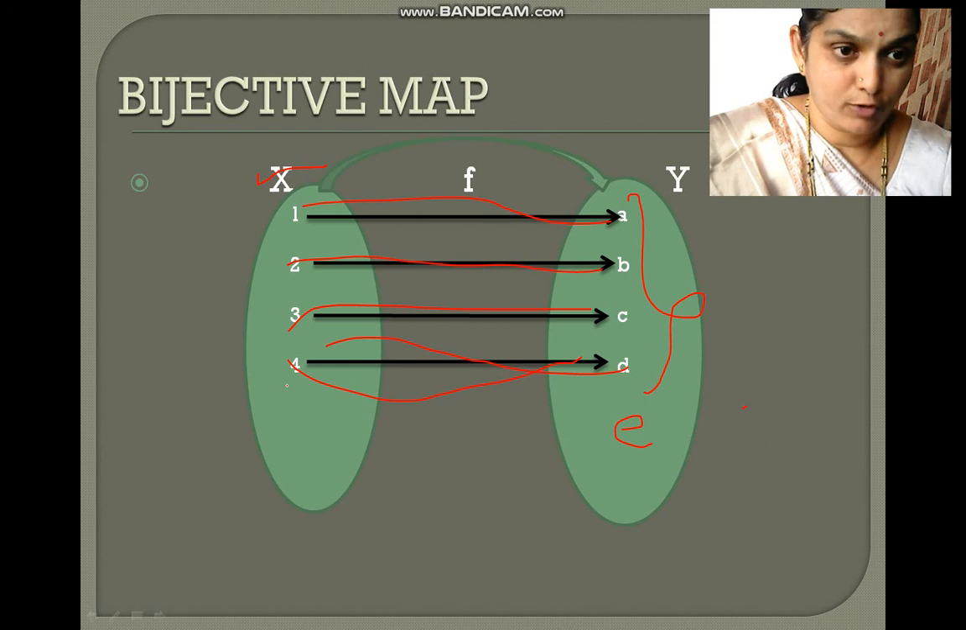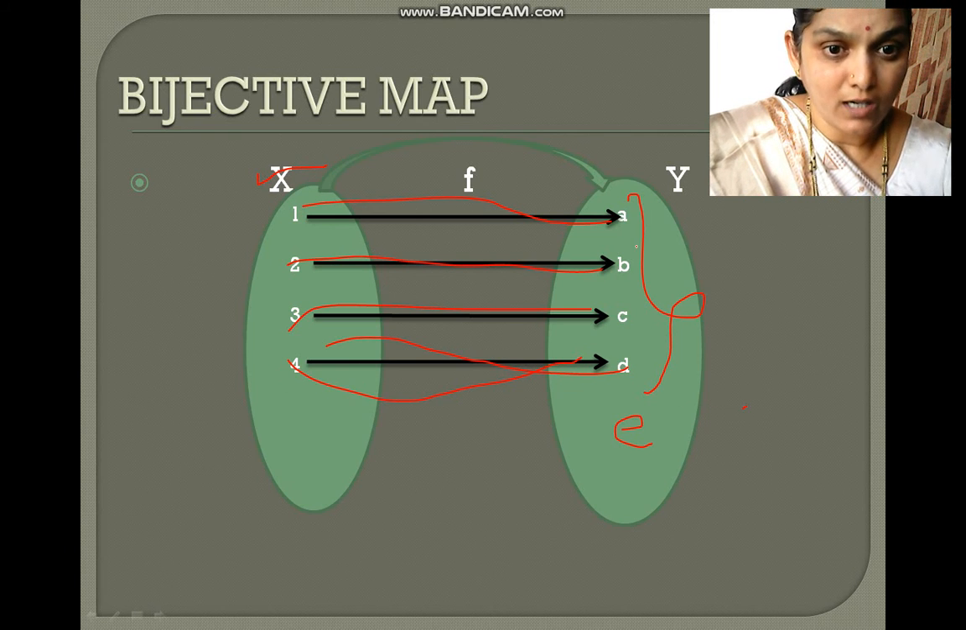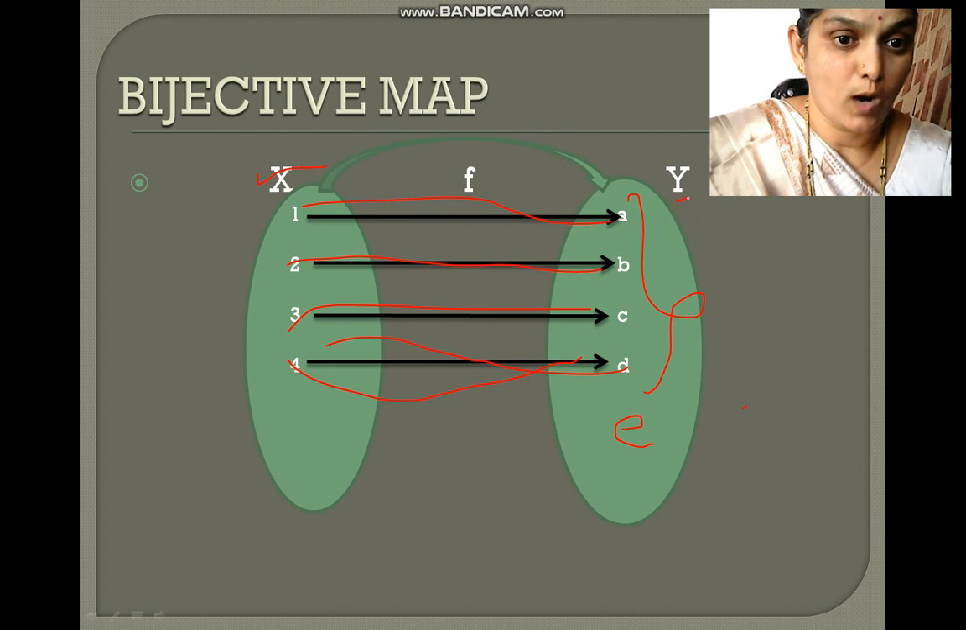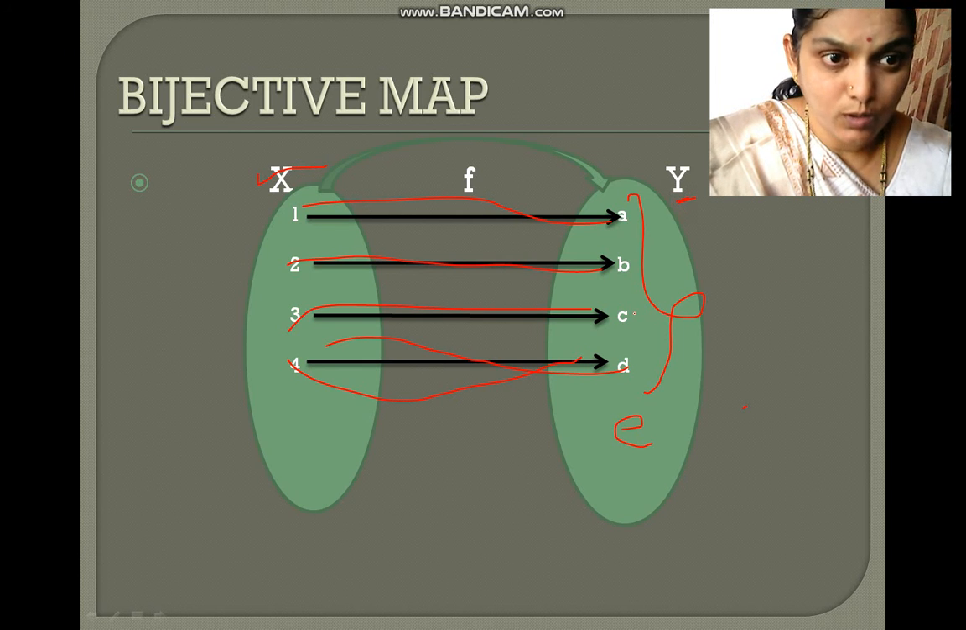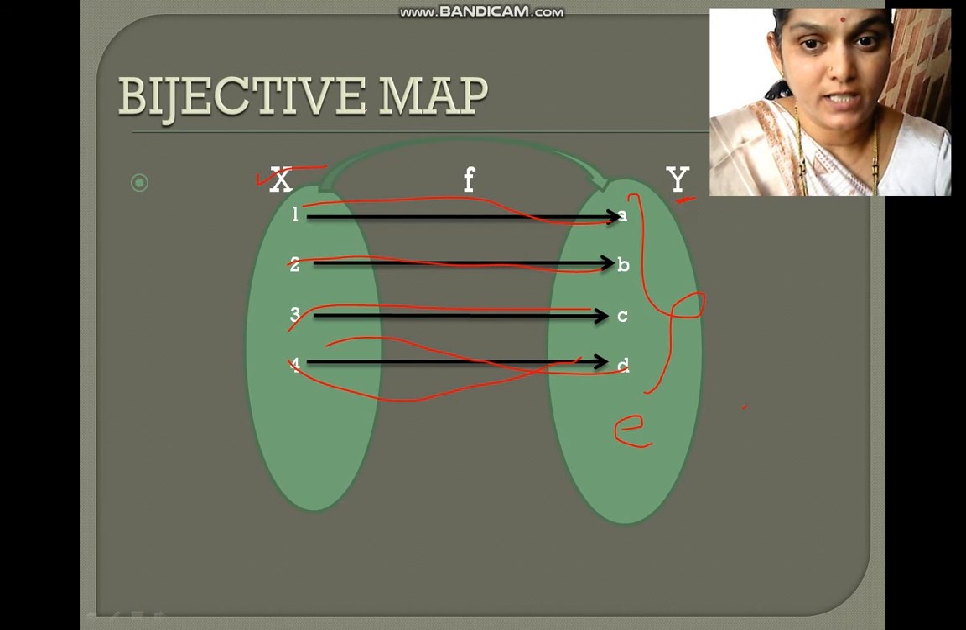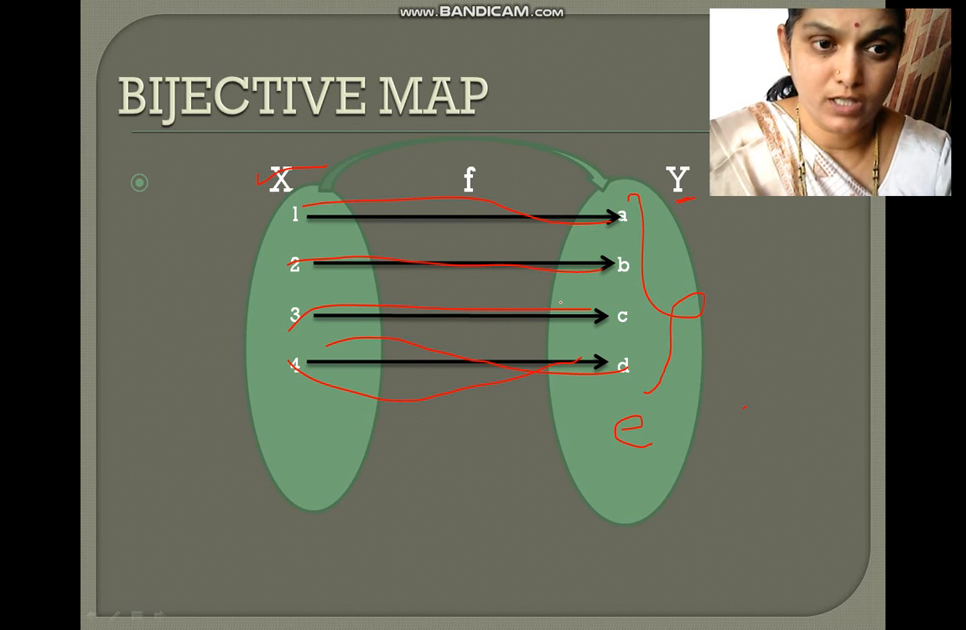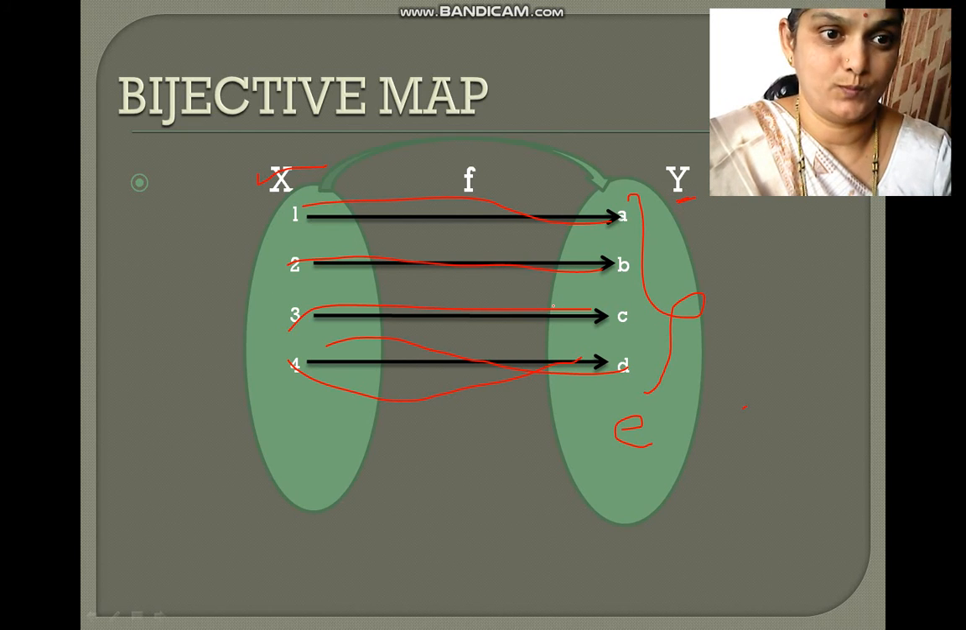Now, may I check for onto? I have considered A, B, C, D and E as the elements of the set Y. Y is the codomain here. But the range is what? Only A, B, C, D. This means our range is not equal to the codomain. At that time, we say it is a 1-1 function but not onto.